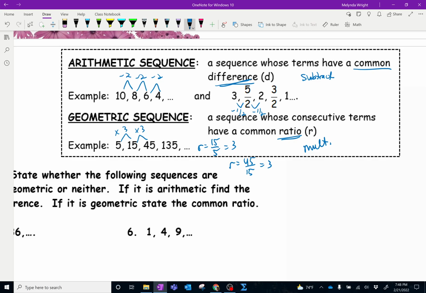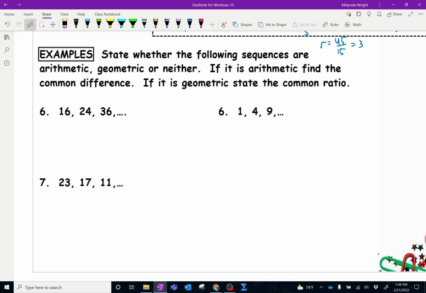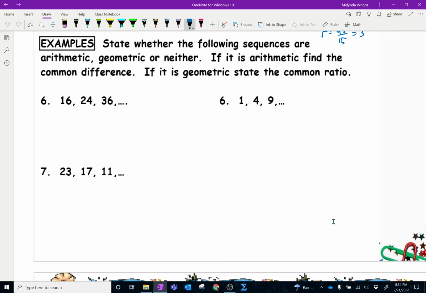Okay, so let's look at these and figure out if we can state it's either geometric, arithmetic, or it doesn't fit either of those models, and so it would be neither. Okay, and if it is arithmetic, we want to find the common difference. If it's geometric, we want to find the common ratio. Okay, so let's figure this out. All right, so this is actually number 5. A little bit of a typo. Okay, so let's check these out.